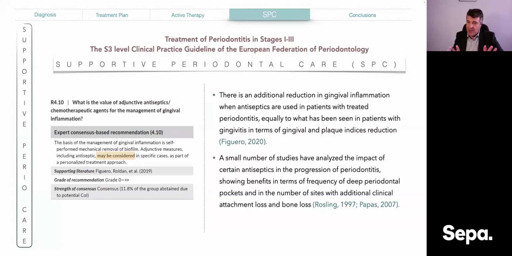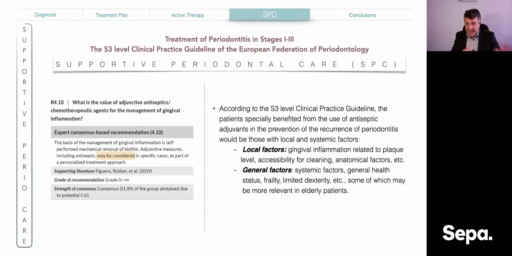And in addition, we have a very limited number of studies, to be honest, but we have some studies that have demonstrated that the use of some antiseptic agents can reduce the risk of disease progression in the future. We should, and the guideline specifically describes this, consider local factors and general factors. So local factors like a higher level of gingival inflammation or limited access for cleaning, or general factors like systemic factors, limited dexterity, frailty, everything. Many of these factors actually connect with the elderly population. So all these factors may suggest that the patient will benefit from the use of these agents.